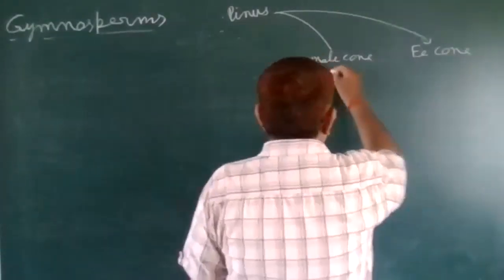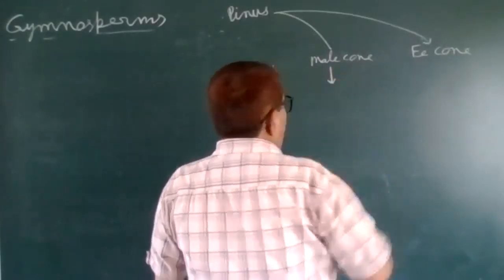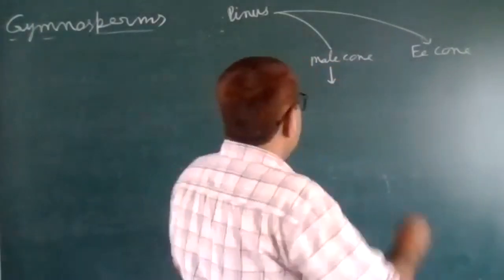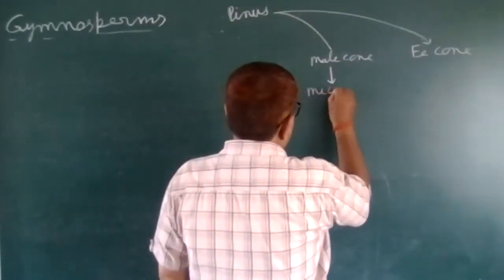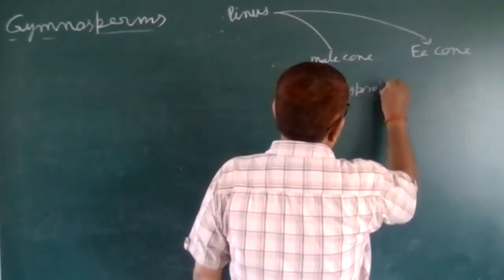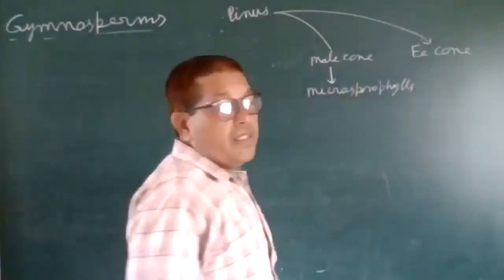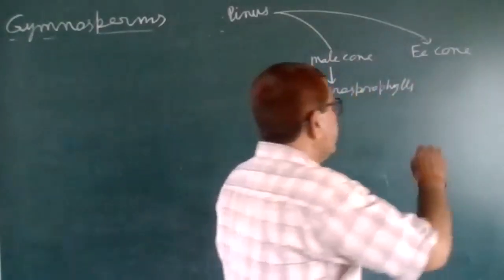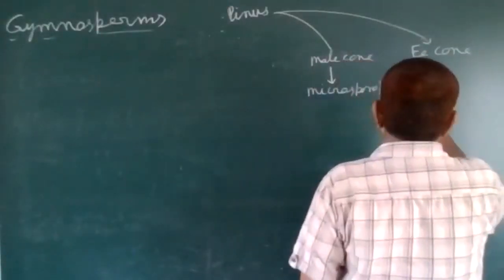So the male cone consists of microsporophylls. It is made up of microsporophylls. In the same way, the female cone is made up of megasporophylls.